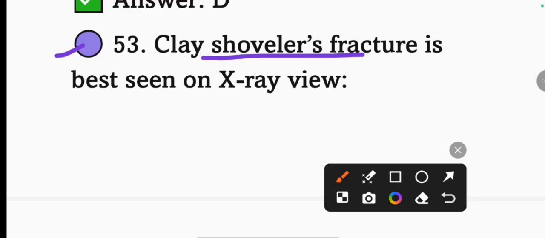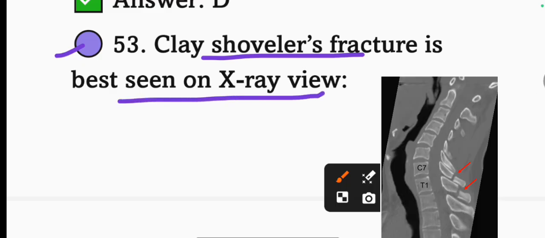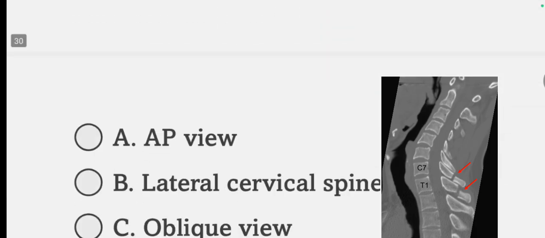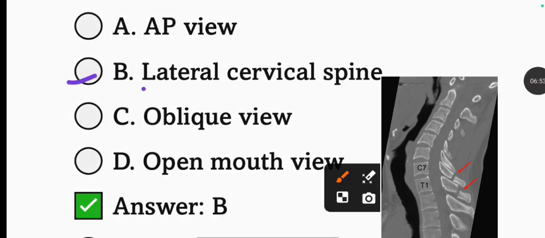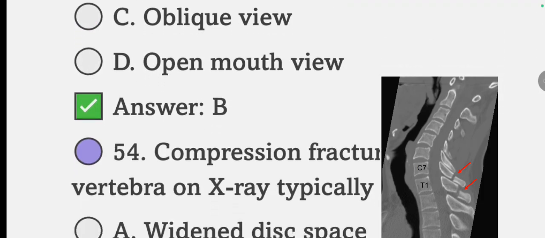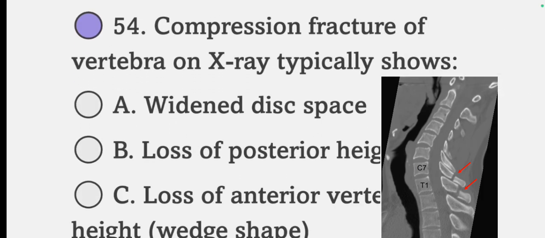Clay-Shoveler's fracture is best seen on which X-ray? Clay-Shoveler's fracture is seen at the spinous process of the lower cervical vertebrae and upper thoracic vertebrae. Spinous processes are best seen in the lateral view. So option B is correct: lateral cervical spine view. Okay, clear. Now come to the 54th question.